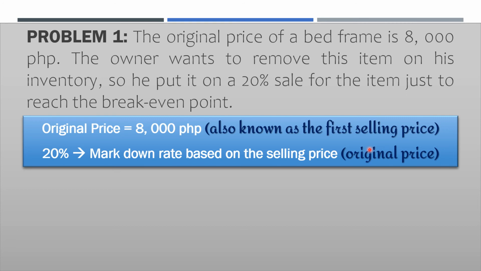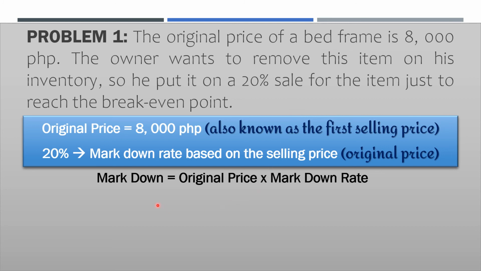So, now, what we're going to do here is to find out what will be the value of the markdown. Magkano nga ba ang matitipid ng customer pag siya ay bibili ng bed frame? So, the formula to be used is markdown equals original price times the markdown rate. And then, we are going to substitute the values. So, the original price is 8,000 times the markdown rate is 20%. 20% can be written as 0.20. And 8,000 times 20%, that is 1,600 pesos.